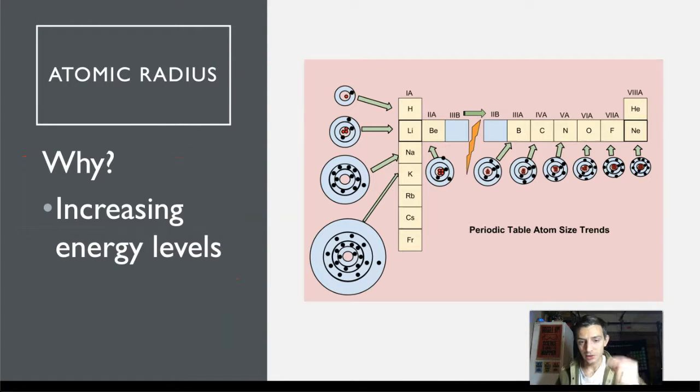The main reason that it increases in size going down a group is the concept of the increasing energy levels. When you add an energy level, these rings, effectively, you're getting more distance between the center and the furthest out electrons, what we might call valence electrons a little later in the course. So 1 energy level here, 2 energy levels here, and so forth. Why, though, does it get smaller when you go from left to right?